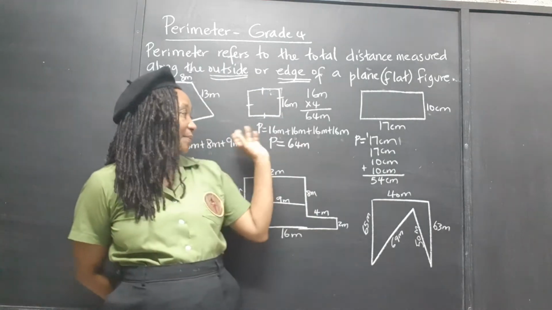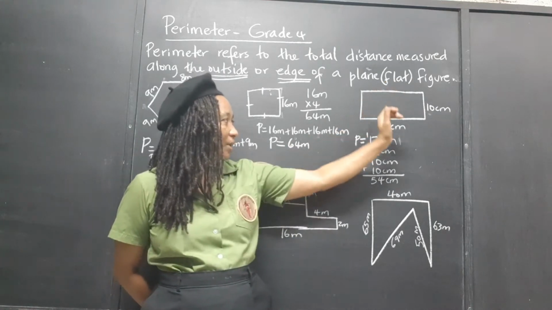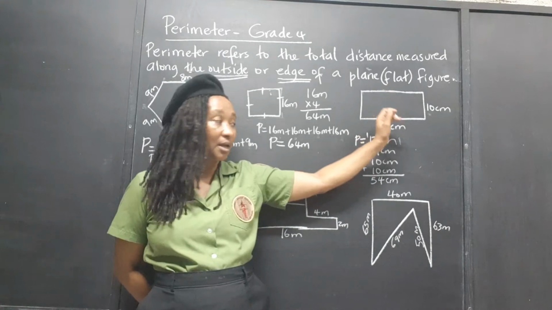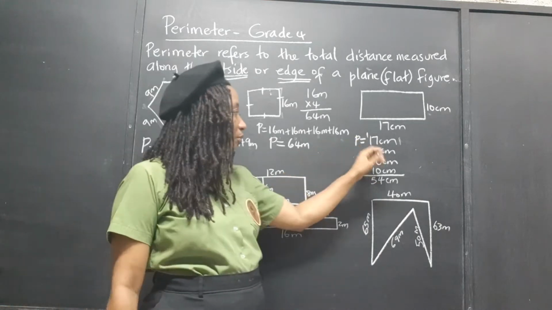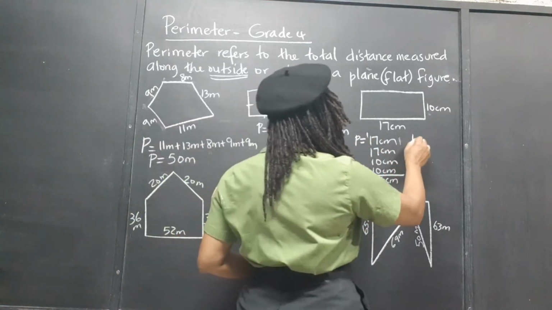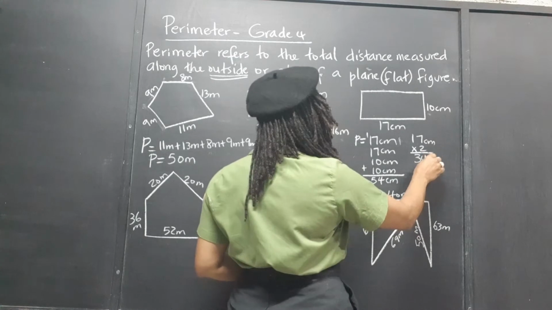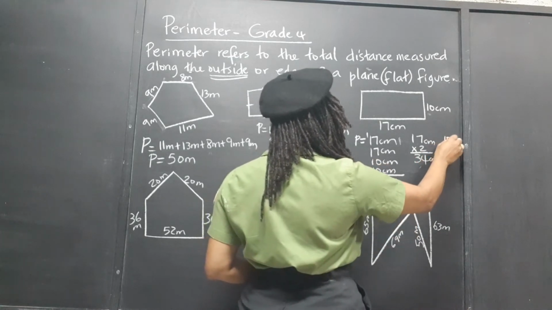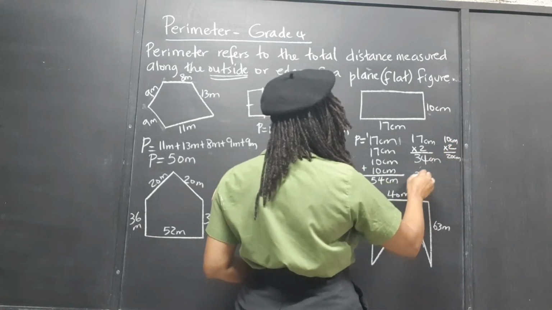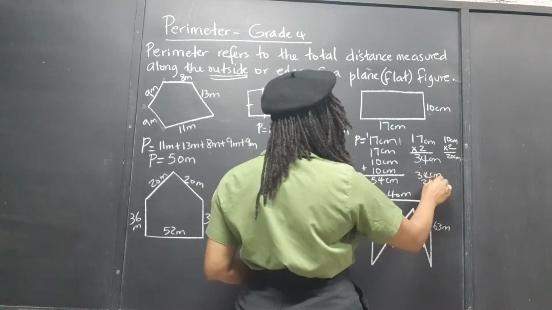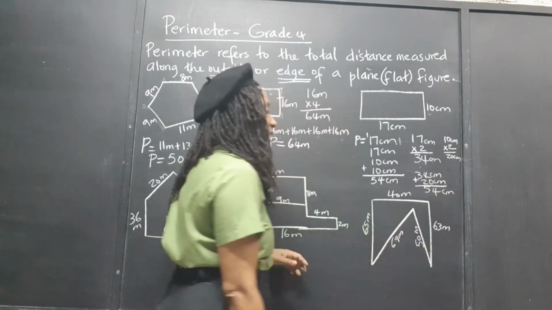But could we do something similar to what we did for the square, since we know that the rectangle has two equal sides, two equal lengths, and two equal widths? So instead of adding the two lengths, we could just multiply the length by 2. So we get 34. And instead of adding the width, just multiply the width by 2. That's 20. And add them up. So 34 plus 20, 54. We'd get the same answer.